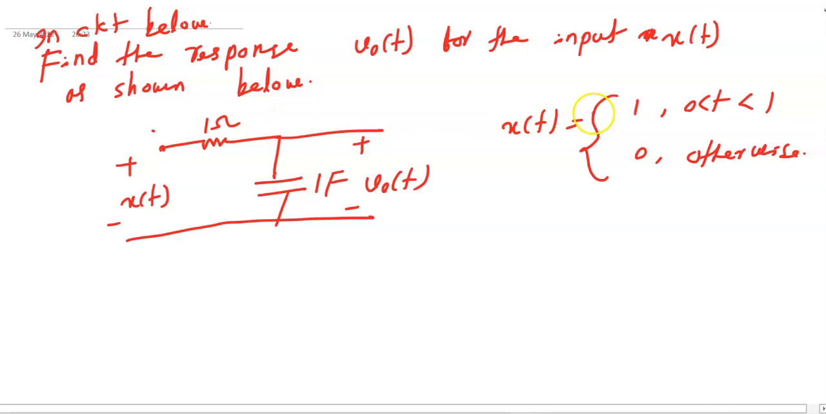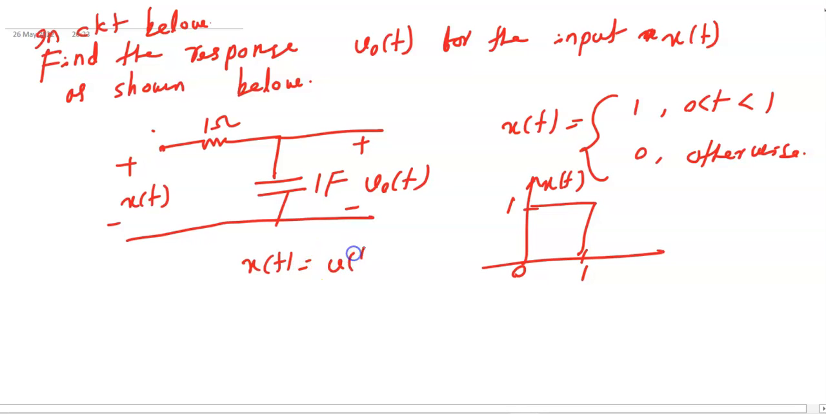So the input is 1 between 0 and 1, right? And the input is 0 otherwise. So you can easily say that it is a pulse that exists from 0 to 1. The amplitude is 1. This is x(t), and you know the decomposition. So I can write x(t) as u(t) minus u(t minus 1).